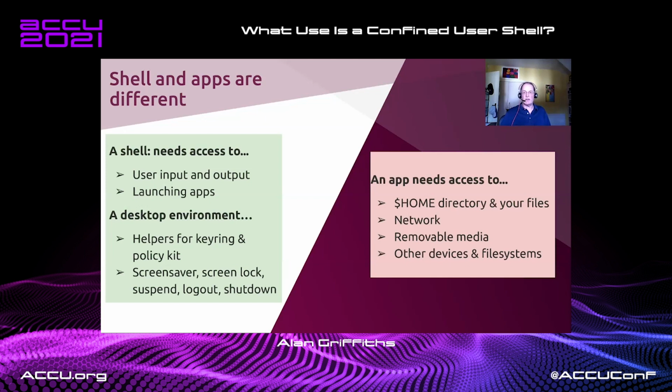Applications need less access. They need some access to your home directory, certainly the files you want to work with. It would not be much use to have a word processor that can't access word processing documents. They may need access to network, removable media, or other devices and file systems. Now, that's largely solved for the applications, because there's a lot more snaps being built for different types of application, and that's where the work's gone in.